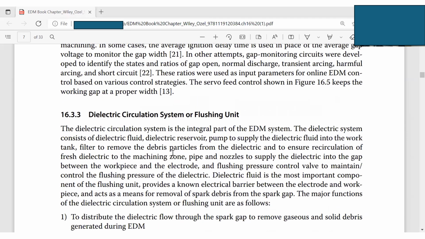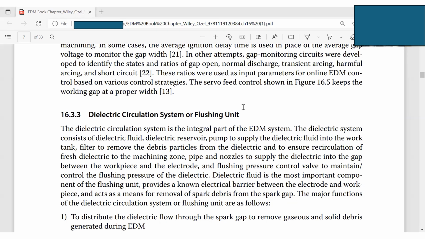And then we talk about another component. This is the dielectric circulation system, or the flushing unit. We know that after the electrode sparks, some materials will be removed from the workpiece.